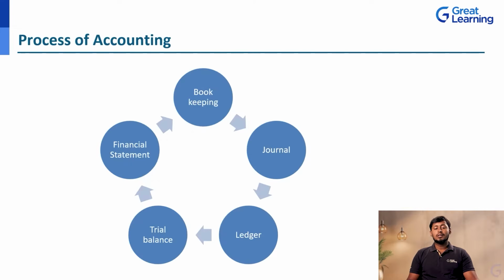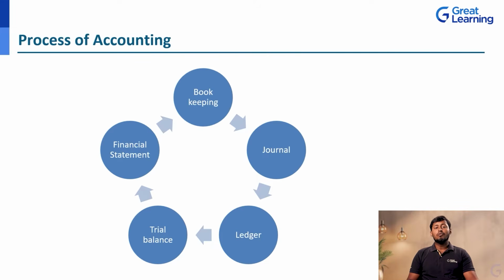Next, the process of accounting. This is very, very important whether you are going to do your accounts manually or use any software. First, we start with bookkeeping, that is the primary books of accounts. Then the transactions will be posted, or we pass the journal entries. After the journal entry, we pass it to the ledger account, which we call posting to the ledger account. Then we create the trial balance, then the financial statements, that is your income statement, cash flow statement and balance sheet.